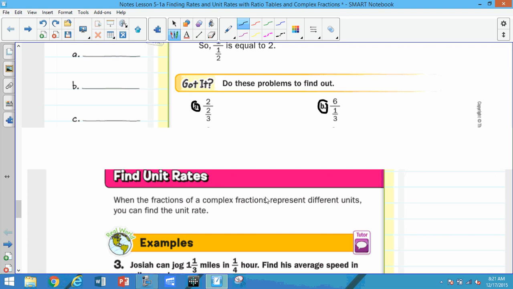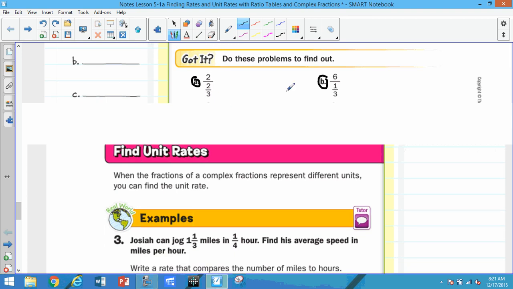Okay, I want you to do letters A and B here. So pause your computer and do the complex fractions of 2 over 2/3 and 6 over 1/3. You have to be really careful because when you look at these complex fractions, there are 2 fraction bars in it, and that can get confusing. And so the longer fraction bar is your division bar, your ratio bar. So pause your computer and solve these problems, and then come back.